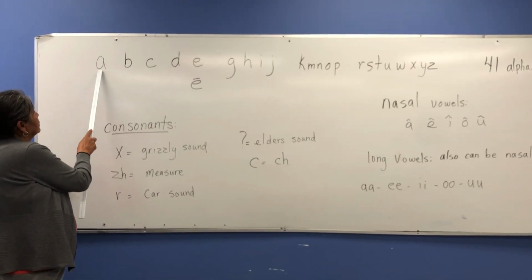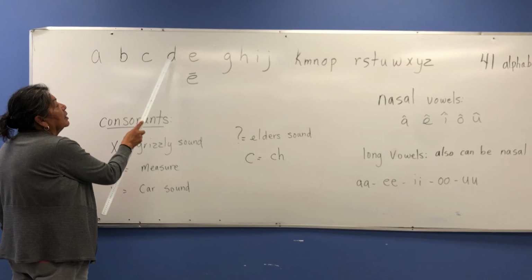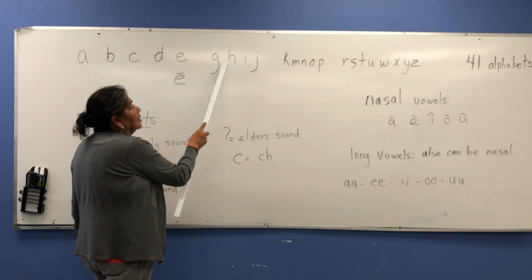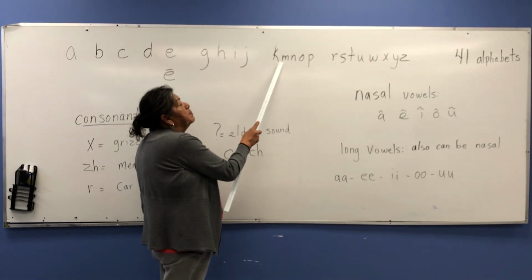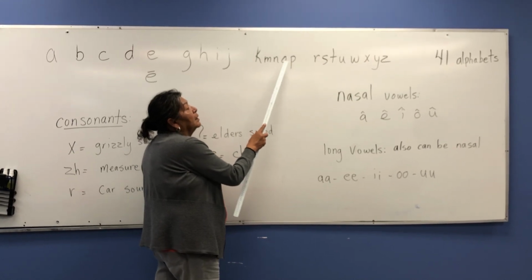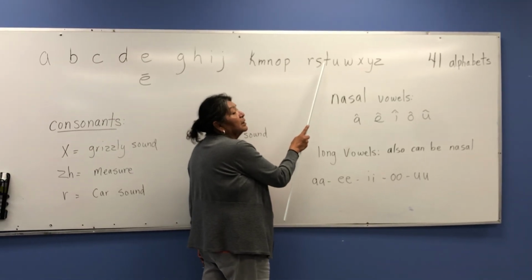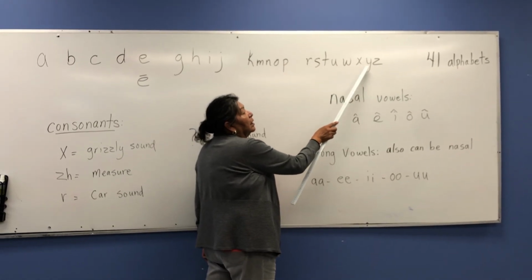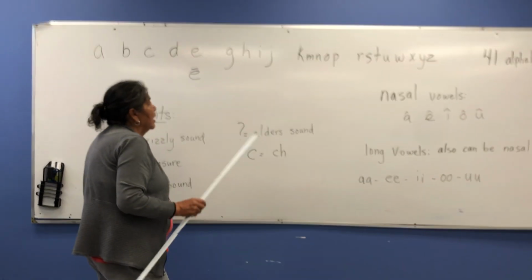A, B, Ch, D, E, G, H, I, J, K, M, N, O, P, R, S, T, U, W, H, Y, Z. That's how your sounds are.